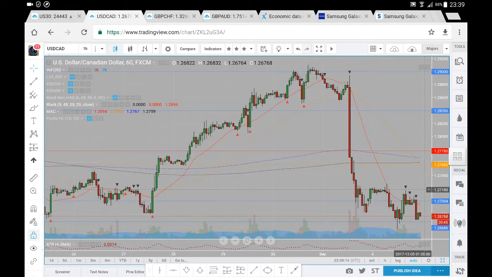So this is USDCAD Analysis for Tuesday, the 5th of December. Now, let's have a look at prices and where they're likely to go.